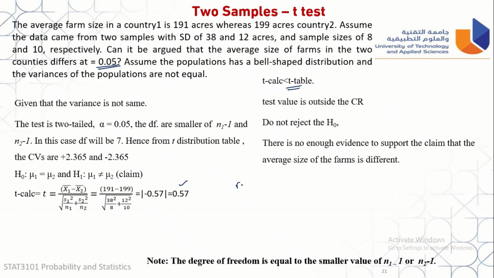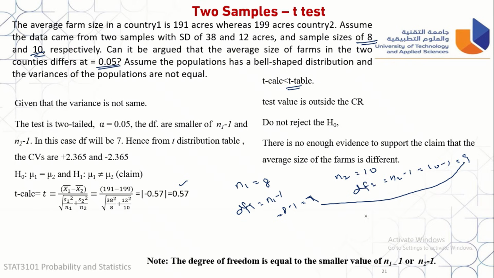So what is n1? Read the question and get the value of n. The sample sizes are 8 and 10, correct? So n1 is 8, n2 is 10. What is df1? df1 is n1 minus 1, 8 minus 1, 7. What is df2? df2 is n2 minus 1, 10 minus 1, 9. Which number is smaller, 7 or 9? 7 is smaller, right? So go for 7.